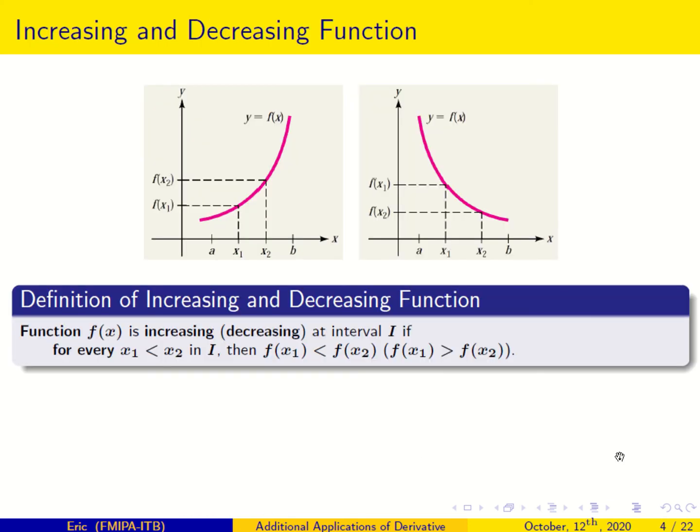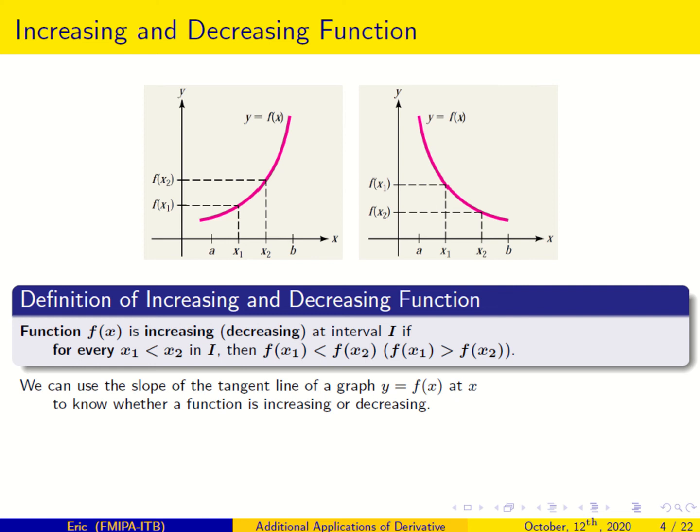Okay, now let's start our discussion concerning increasing and decreasing functions. This is the graph of an increasing function, and this is the graph of a decreasing function. A function f(x) is increasing on an interval I by definition if for every x1 less than x2, we have the height at x1 is less than the height at x2. The height, I mean, is the value of f at x1.